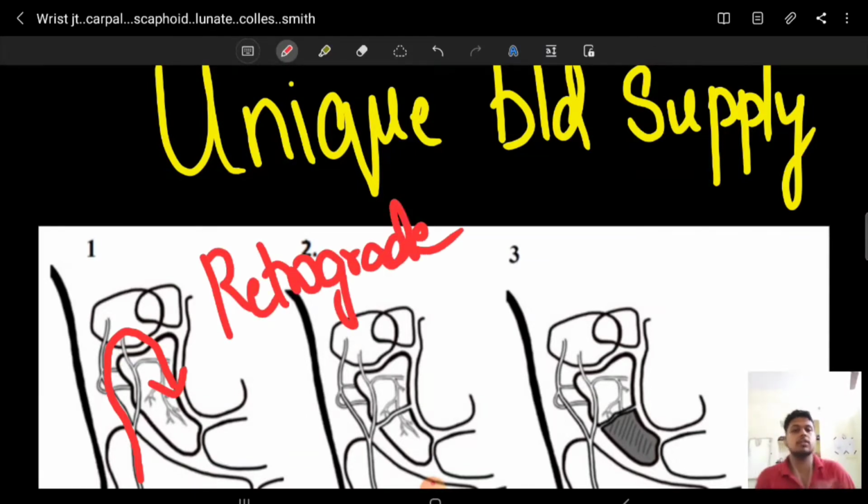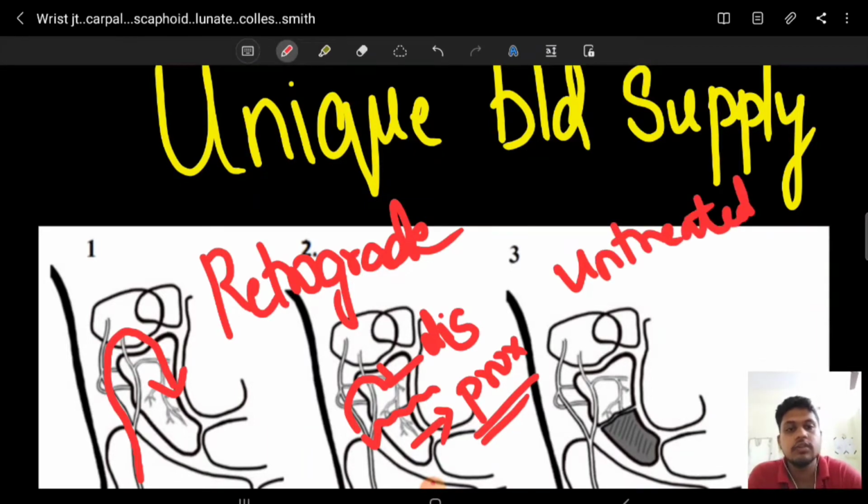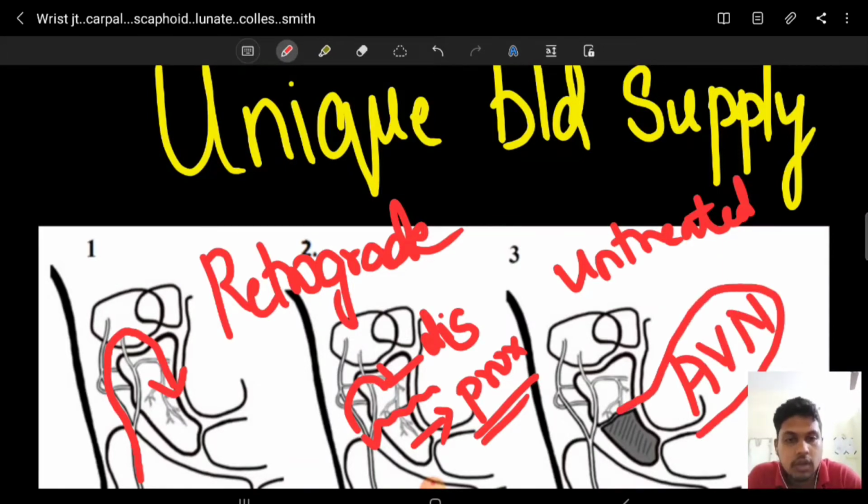So what is the clinical significance of this retrograde blood supply? In case of fracture of the scaphoid bone, the distal segment receives blood supply from the radial artery, but the proximal segment will receive very little blood supply. So in case of untreated scaphoid bone fracture, there is a high chance of AVN, which is avascular necrosis of the proximal part of the scaphoid bone. This is the anatomical significance of the blood supply of the scaphoid bone.